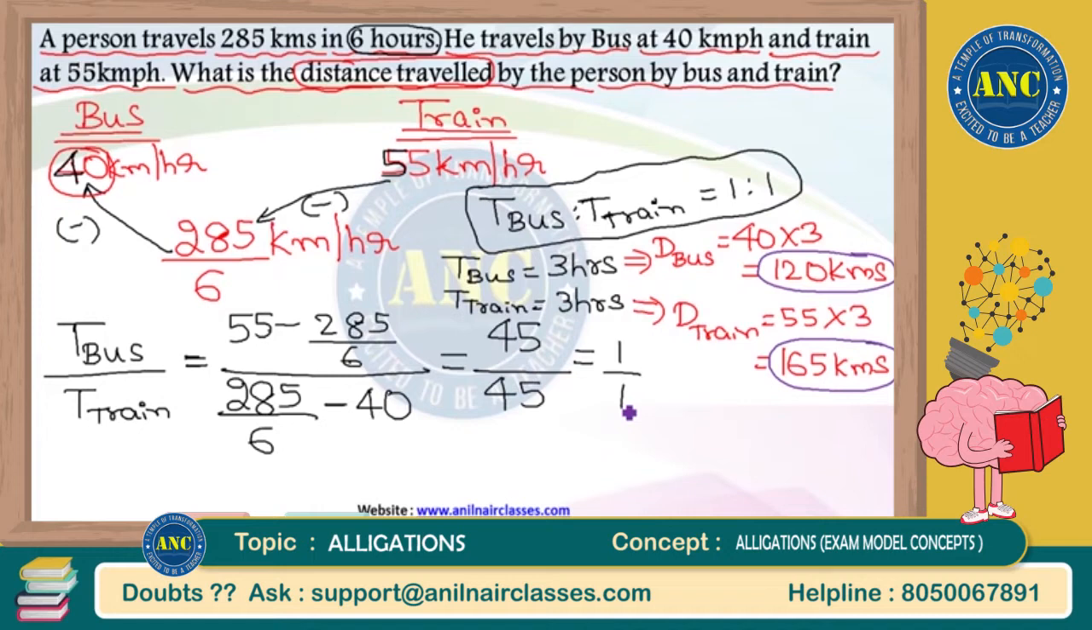If you want to check it, total distance traveled is 120 plus 165, which is 285, which is what is given in the question. Total time taken is 3 hours in bus, 3 hours in train. Total is 6 hours, which is the traveling time. I hope the idea is very clear.